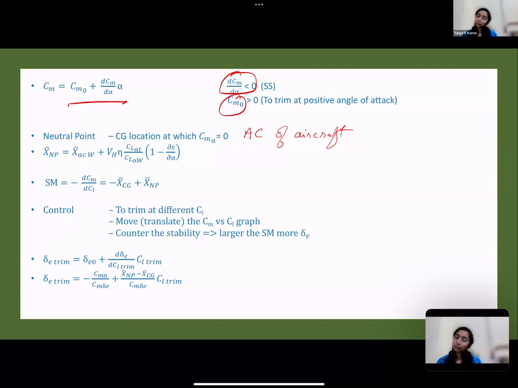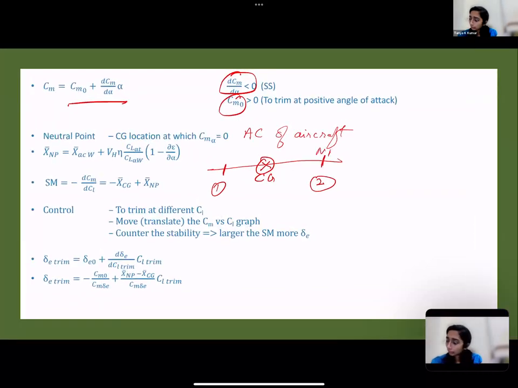For a stable aircraft, will the neutral point be ahead of the CG or behind the CG? So your aircraft is something like this, this is your fuselage reference line, this is your CG. Will the neutral point be at location 1 or 2 for a stable aircraft? Exactly. So the neutral point is behind.